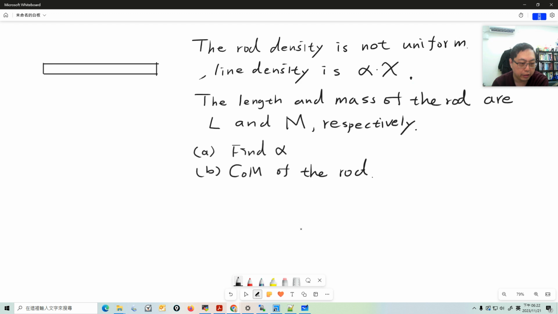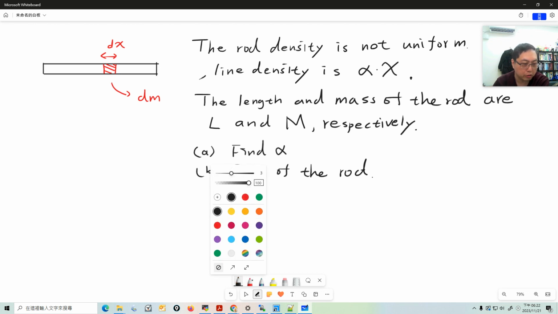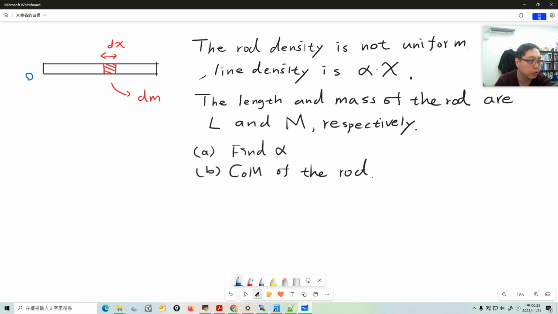In the last problem, in the continuous system analysis, we sliced off a little bit. This is called delta m, and its length is delta x. We also assume it's a one-dimensional problem, so the origin is here, and this is the x direction. So how do we find alpha? We will use this concept.